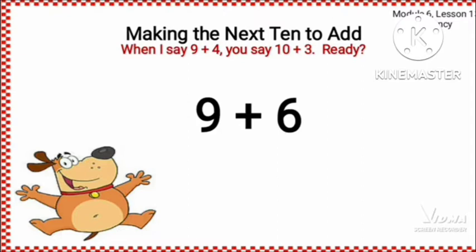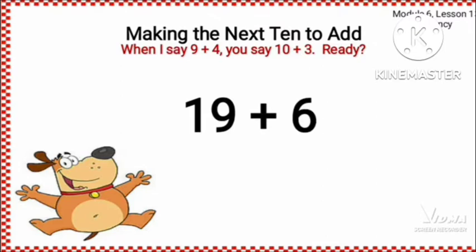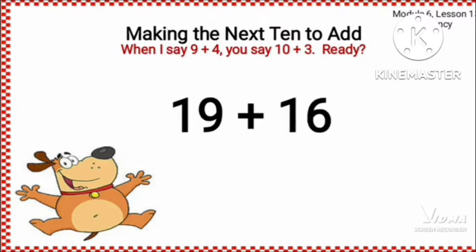10 plus 5 equals 15. 20 plus 5 equals 25. 30 plus 5 equals 35. 60 plus 5 equals 65.